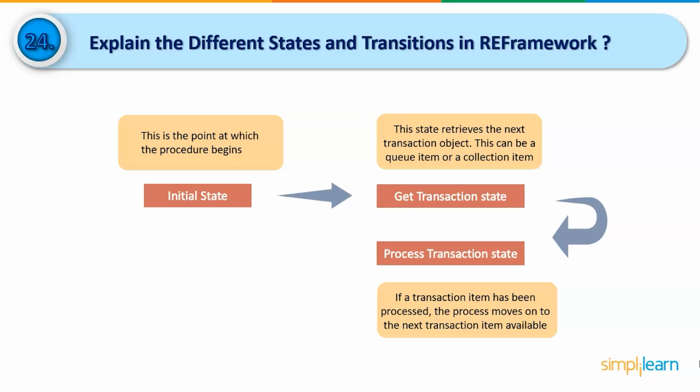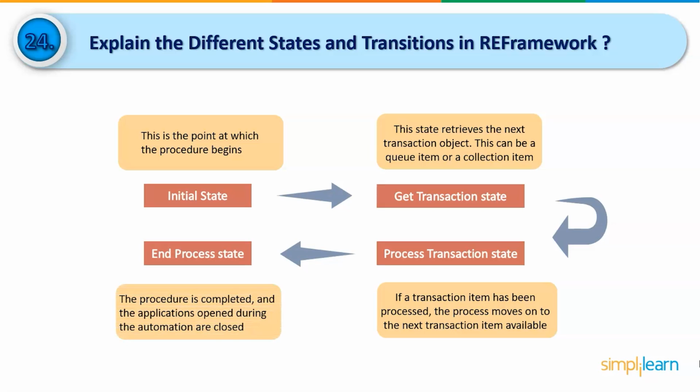If a transaction item has been processed, the process moves on to the next transaction item available. End process state. The procedure is completed and the applications open during automations are closed in the end process state. Let's jump into the UiPath Studio and see the different transitions in Robotic Enterprise Framework.